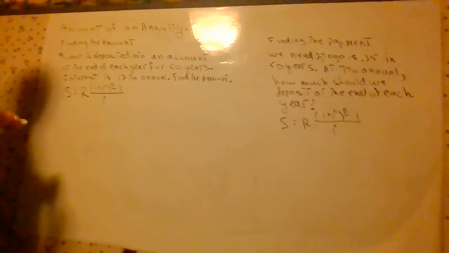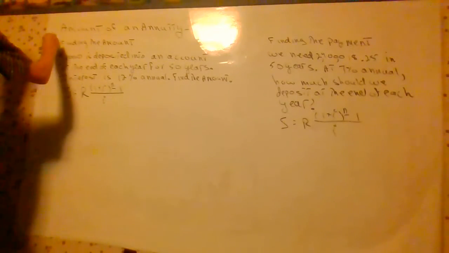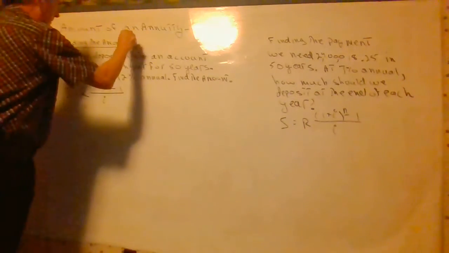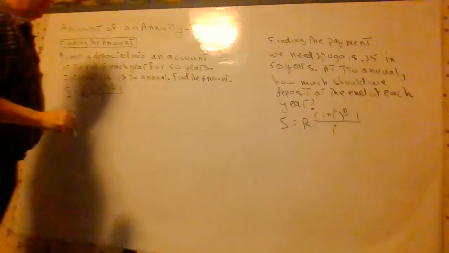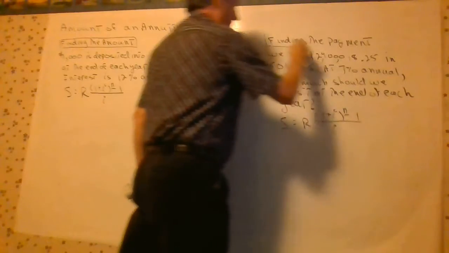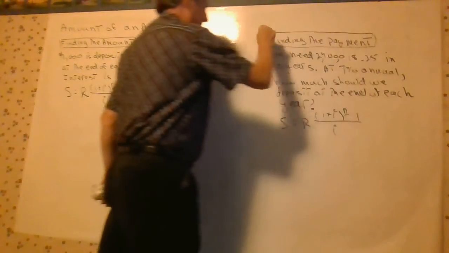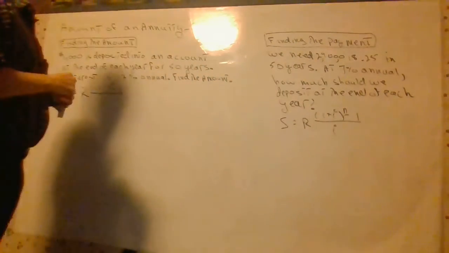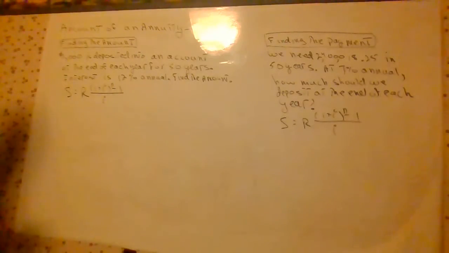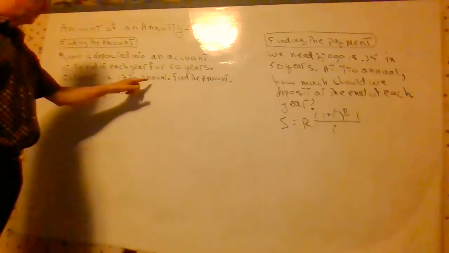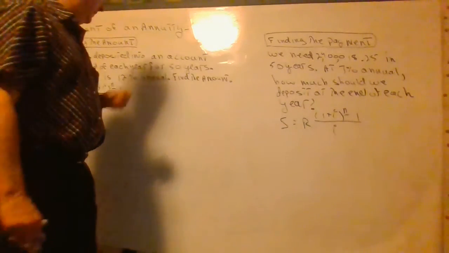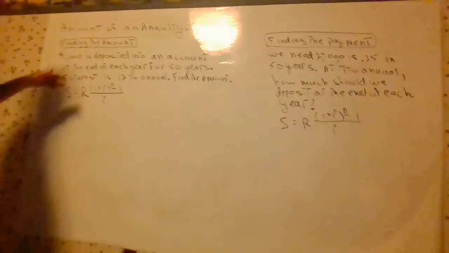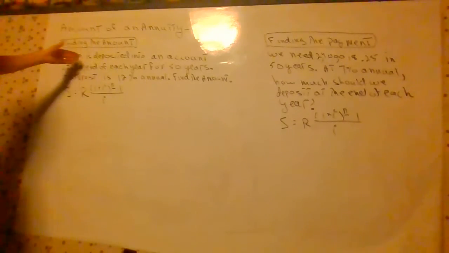Amount of an annuity. There are actually two sections to this video. Finding the amount given all the other variables, and also finding the payment given all the other variables. Well, first of all, let's suppose $1,000 is deposited into an account at the end of each year for 50 years. Interest is 12% annual. Find the amount.